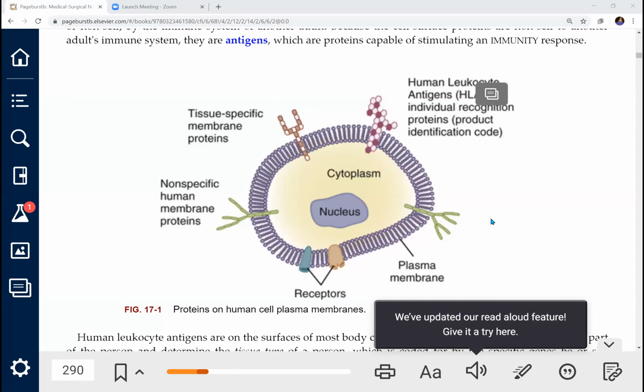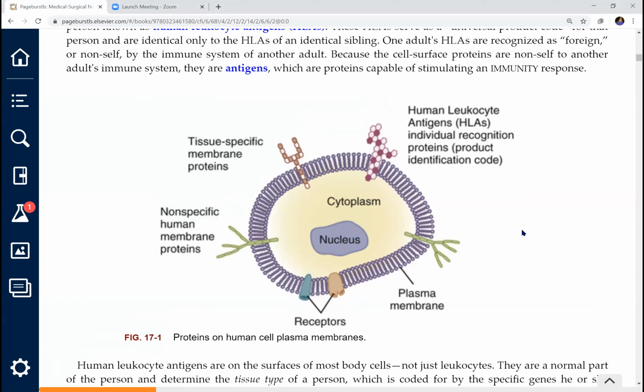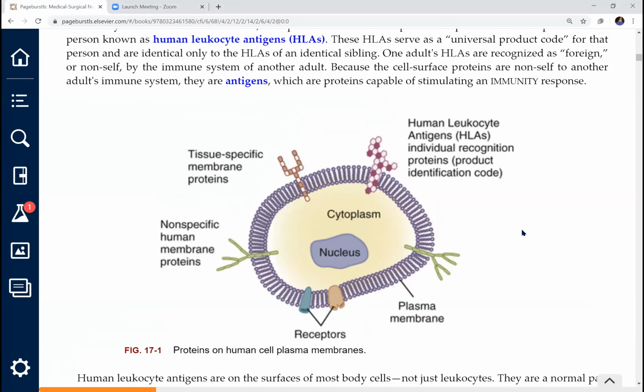All right, so let's start over. So I was saying with solid organ transplants, how they match a graft and a donor, or a graft or a host, or a donor and a recipient is based on HLAs. HLAs are human leukocyte antigens, or proteins found on the surface of every cell.